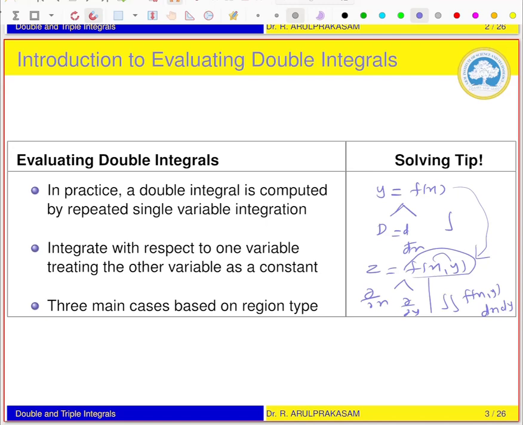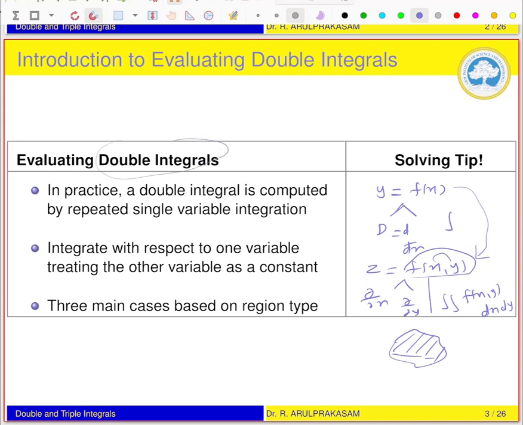After that, what is the application? Generally, the application you know very well: suppose I have an area, how to cover the area of the region. The main application of this integration is nothing but finding the area of the region. So this is our introduction part of the double integral.